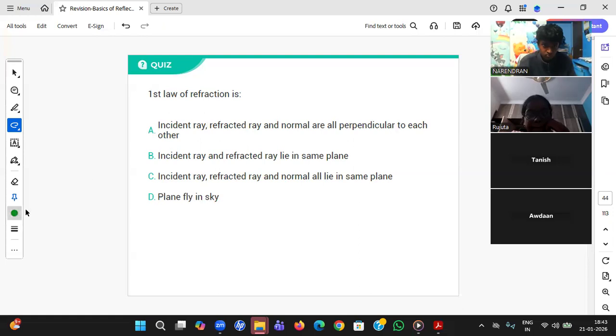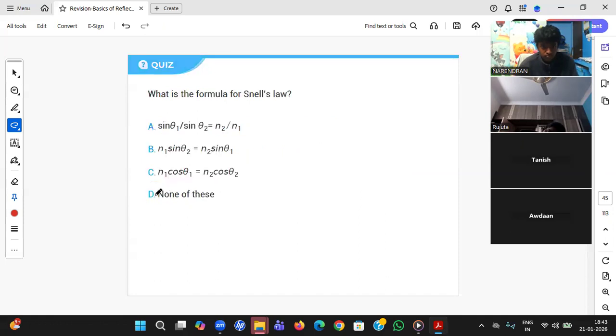First law of refraction. We have just seen that the incident ray, refracted ray, and normal are perpendicular to each other. This is absolutely right, but that is not the first law. Perpendicular is also not required. Normal, no, that's a wrong statement. Tanushri, right answer. Incident ray, reflected ray, and normal all lie in the same plane. This is the right answer. This is wrong. Plane flying in the sky is absolutely right, but that's not the first law. Okay, so C is the answer, students. C is the answer.